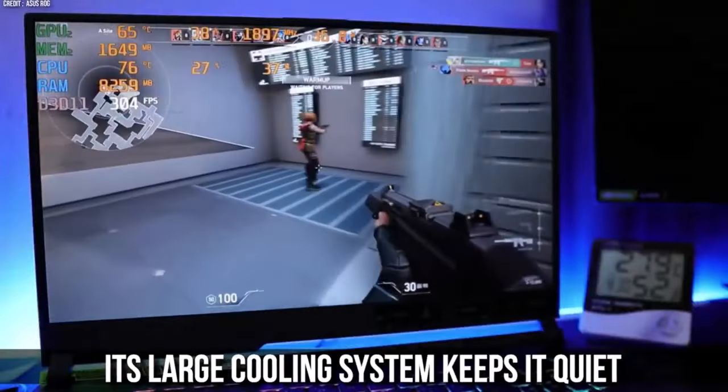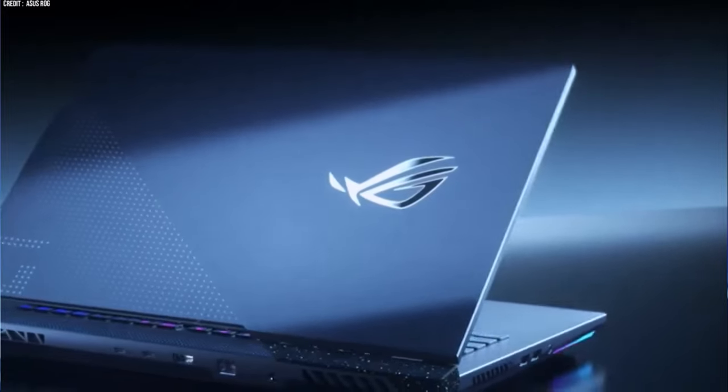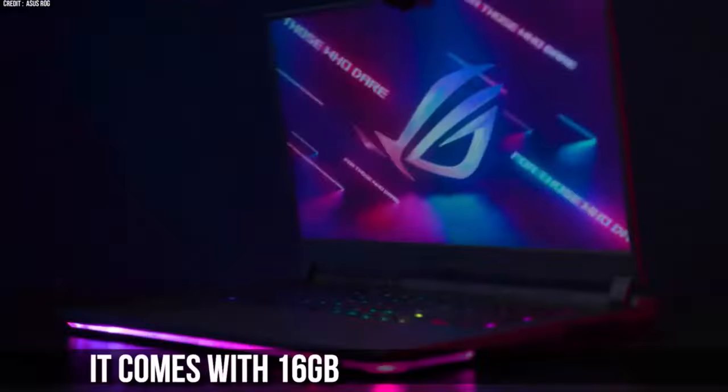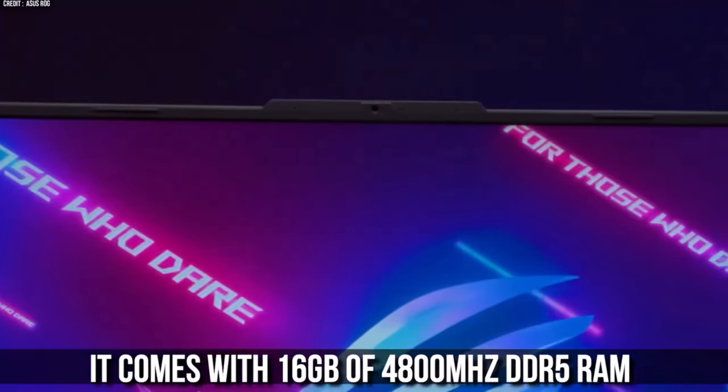In addition to its performance capabilities, the ASUS ROG Strix G17 offers advanced connectivity options, including high-speed Wi-Fi and Bluetooth, allowing traders to stay connected and access critical market data from anywhere.